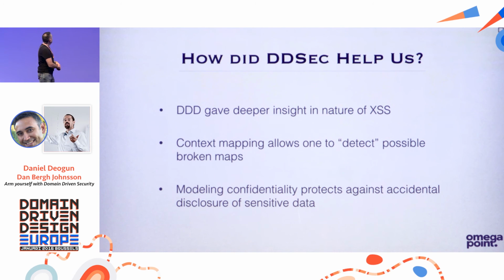So, right. How did DDSEC help us out? Well, as it turns out, context mapping was really the tool for us to get a deeper insight of cross-site scripting. It also allowed us to detect broken maps that could be exploited in second-order attacks.